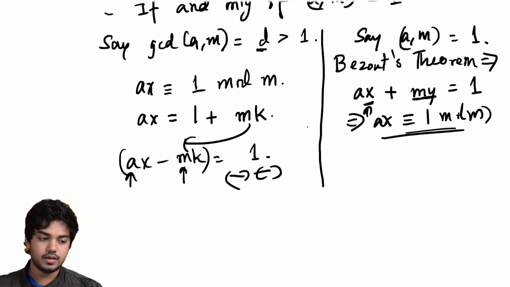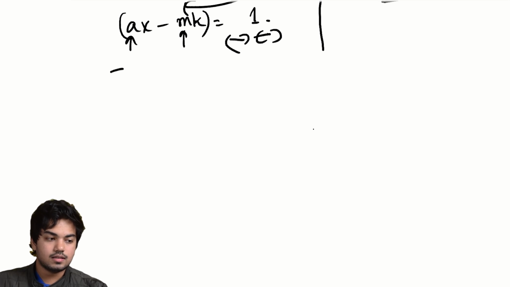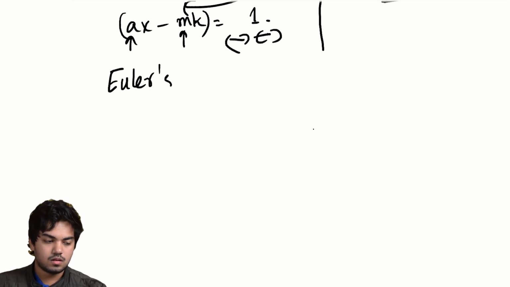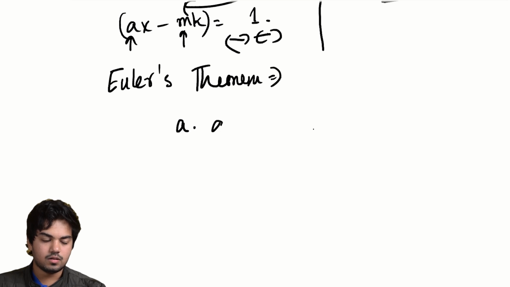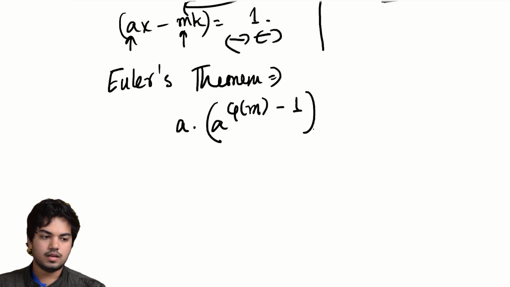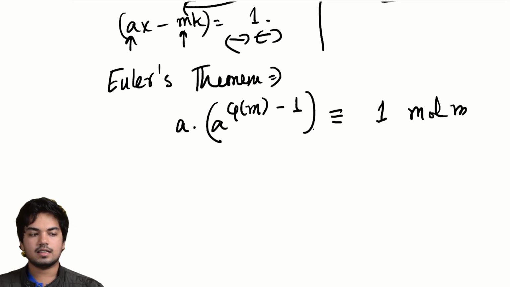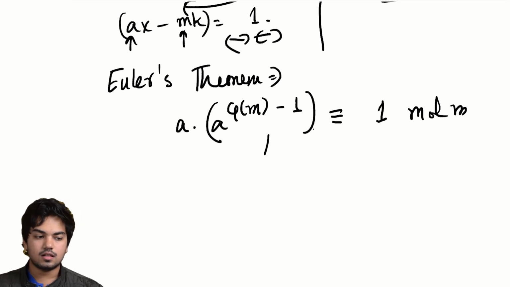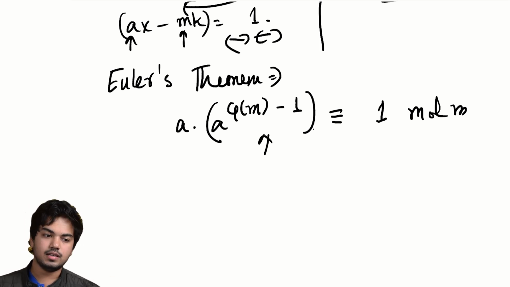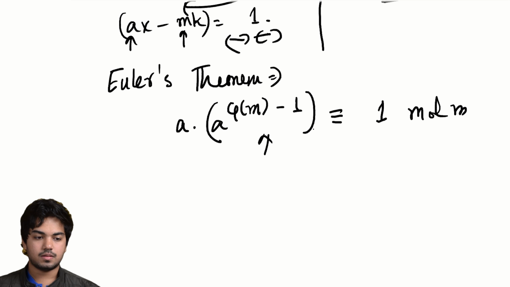A quicker way is by appealing to results you've already seen, Euler's theorem. Euler's theorem implies that a times a to the phi(m) minus 1 is congruent to 1 mod m, right? Because a times a to the phi(m) minus 1 is a to the phi(m), this is congruent to 1 mod m. That's another sometimes quick way of finding the inverse of a number.